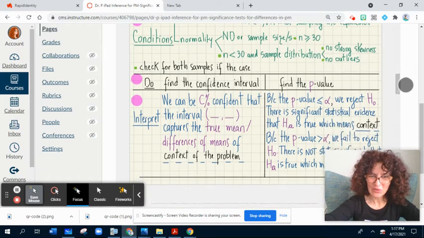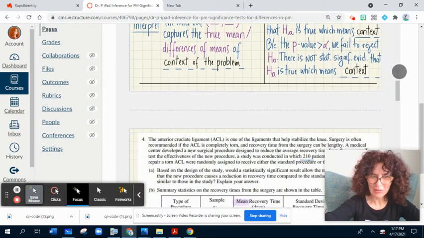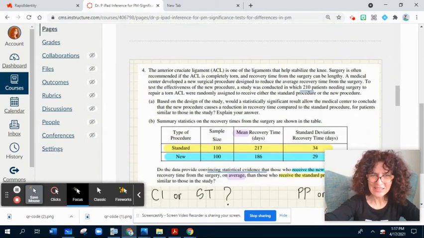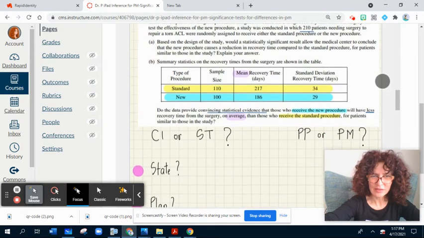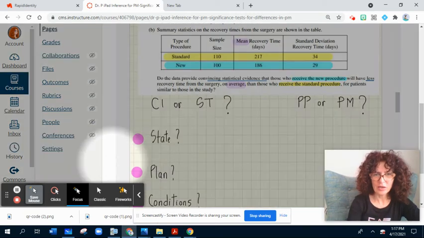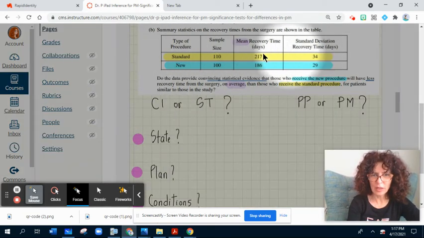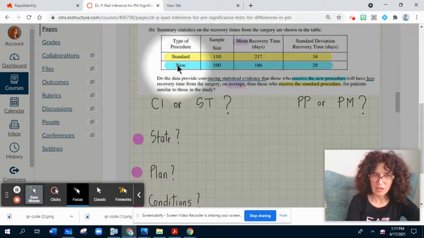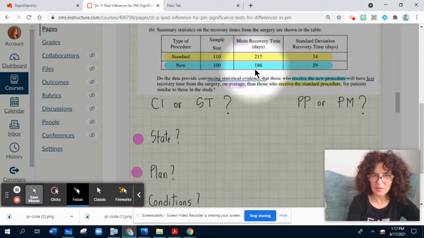Thank you guys for trying to solve the problem by yourself. Let's perform it together this time. So we are at question B. I already used the yellow color to emphasize the data for the standard procedure, and the cyan color to emphasize the data for the new procedure, I mean sample size, the mean, and the standard deviation.